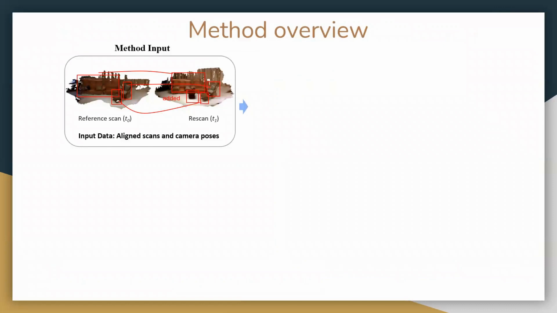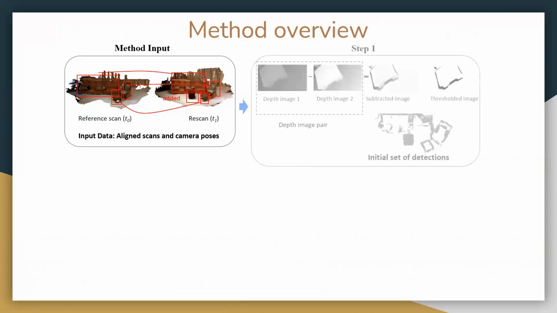The presented method is based on a graph optimization using a geometric consistency measure. The input of the method are two aligned scans as well as the associated camera poses. As a first step, for all the poses, we render a pair of depth maps, compare them, and threshold the result. This is how we get the initial set of detections, which is however incomplete. To optimize these results, we propagate change to all regions that undergo the same rigid transformation, as rigid objects are expected to move in the same rigid way.